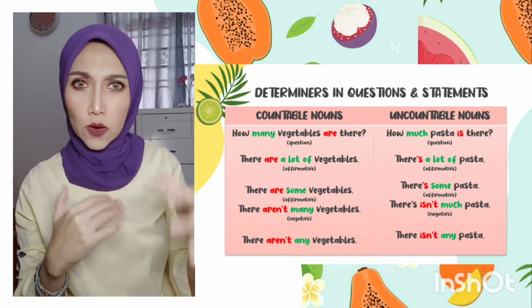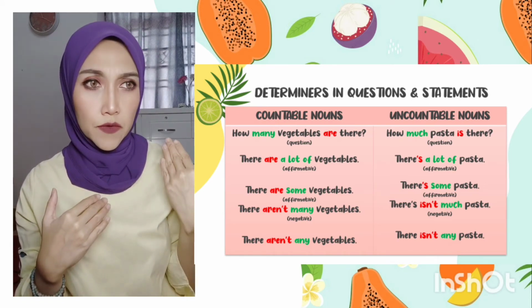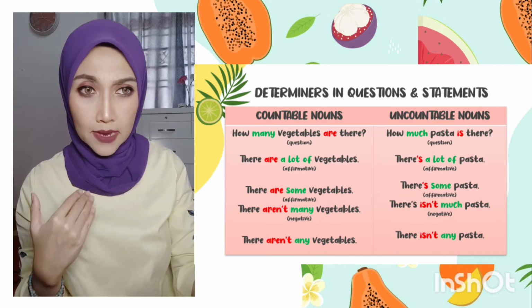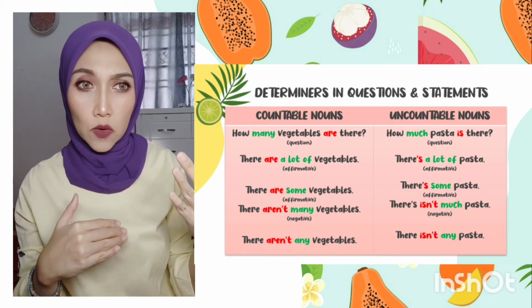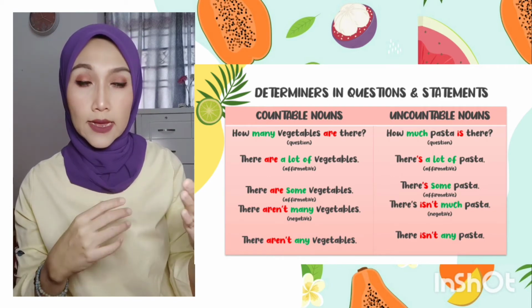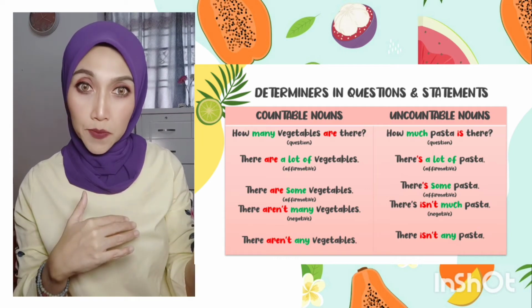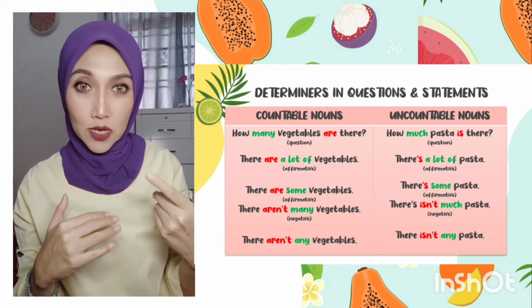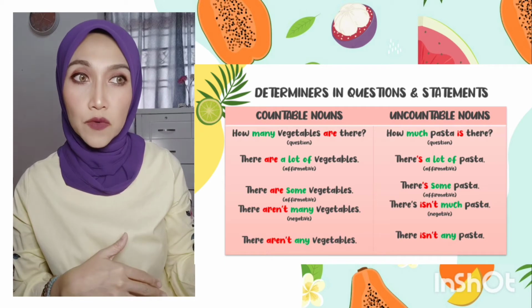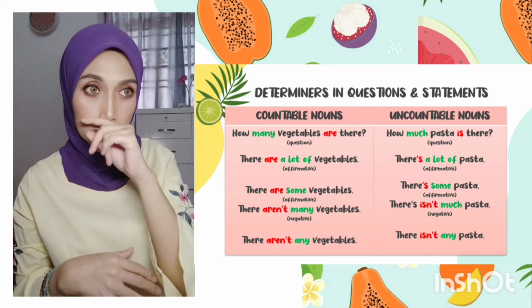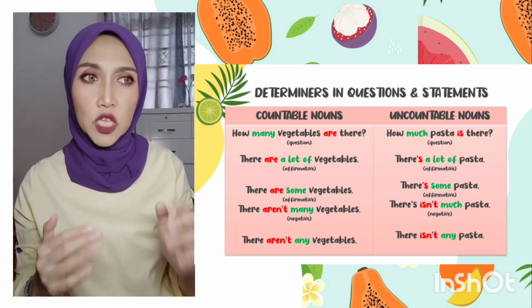Okay, this one you can always repeat. If you can't understand, you can always repeat this, how I explain it to you, and you can try later when we do the practice. You can see it much clearer. Okay, so now we move to uncountable nouns. How much pasta is there?